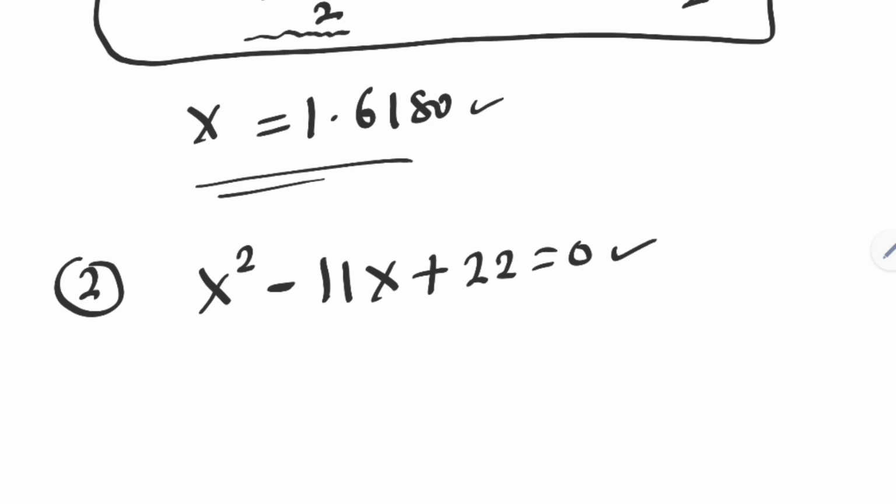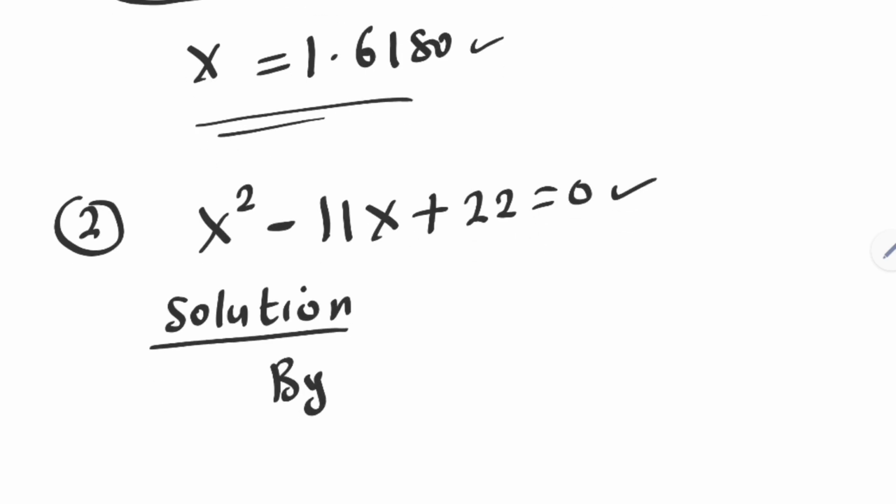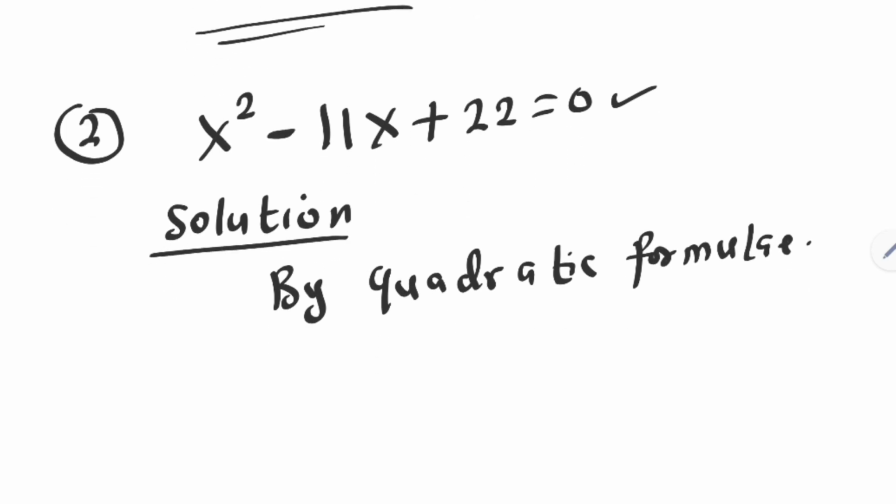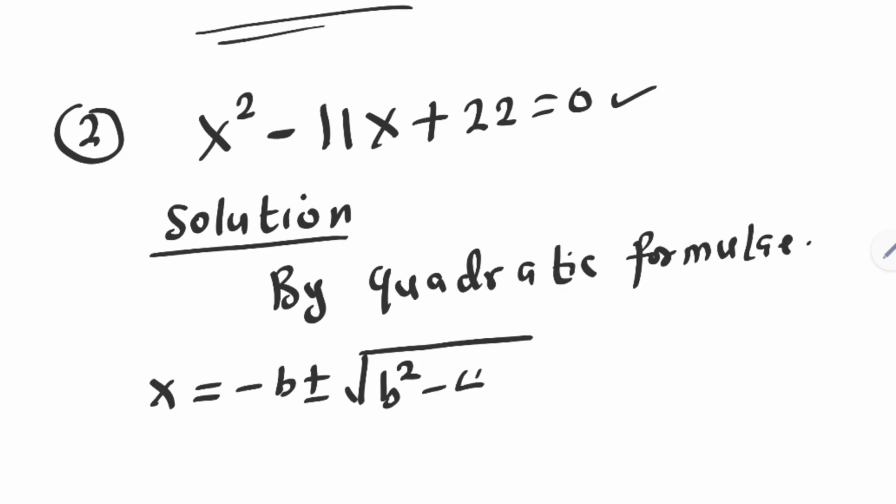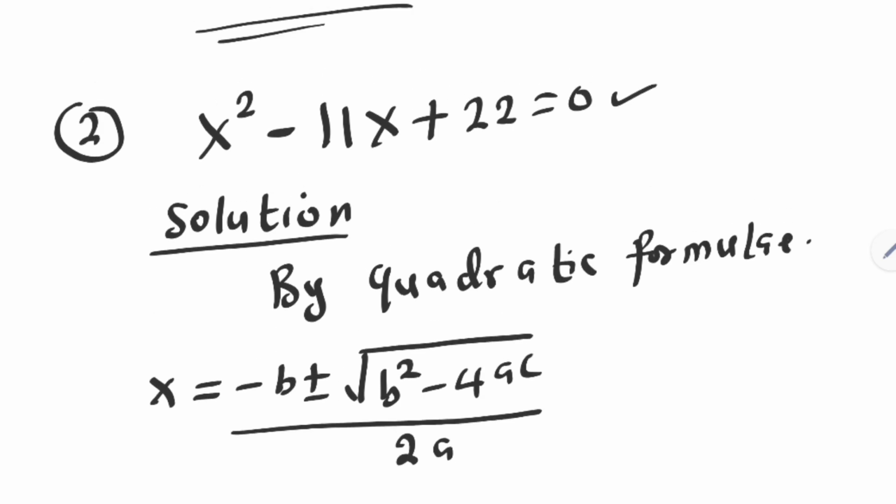Now we can also solve this using the quadratic general formula. By quadratic formula, s is equal to minus b plus or minus square root of b squared minus 4ac divided by 2a. Then from this equation, the coefficient of s squared here is 1. A is equal to 1.